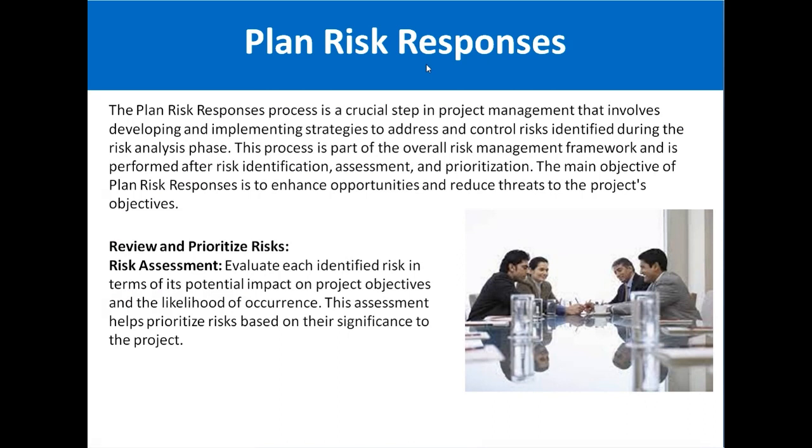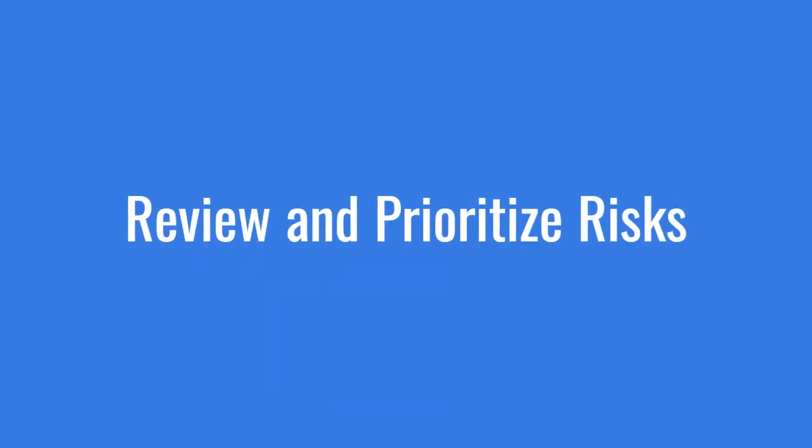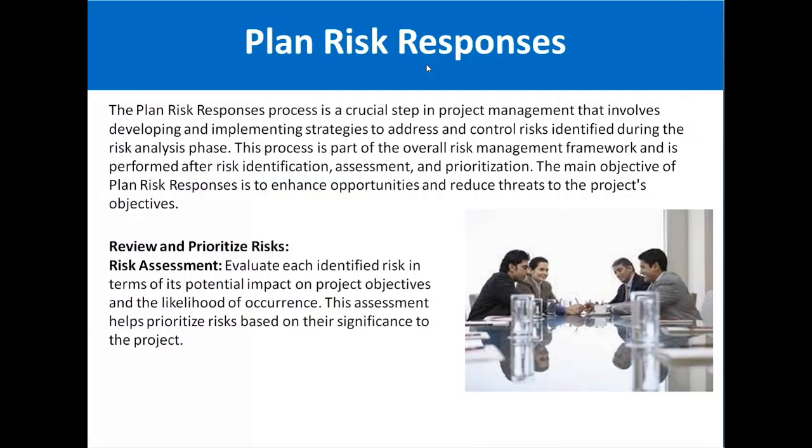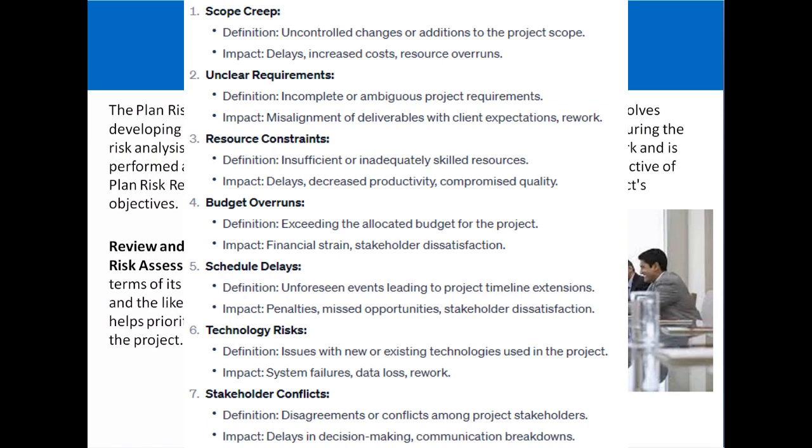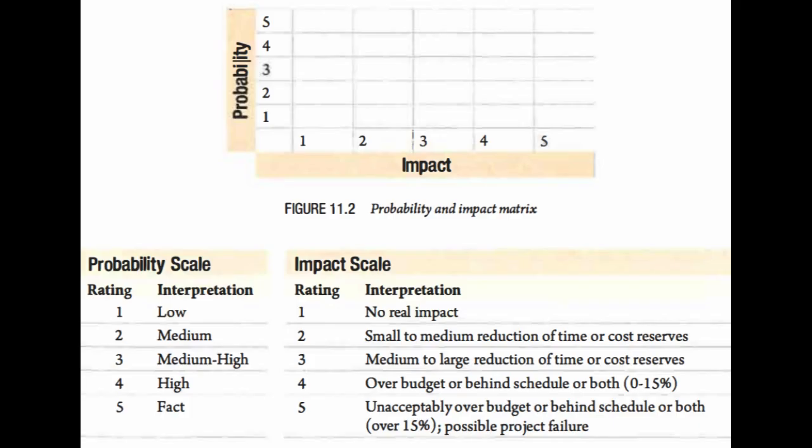Now the first thing is to review and prioritize risk. That means evaluate each identified risk in terms of its potential impact on project objectives and the likelihood of occurrence. Likelihood means the chances of occurrence, like probability, how many chances there are that the risk will occur. And the impact means the magnitude, like the impact on the scope, time and cost. This assessment helps prioritize risk based on their significance to the project.